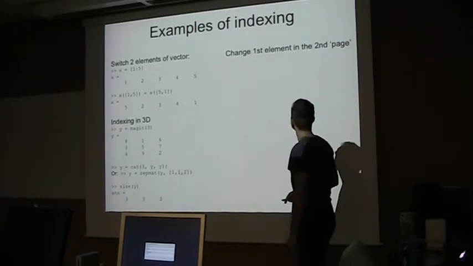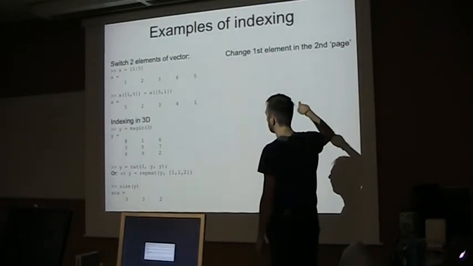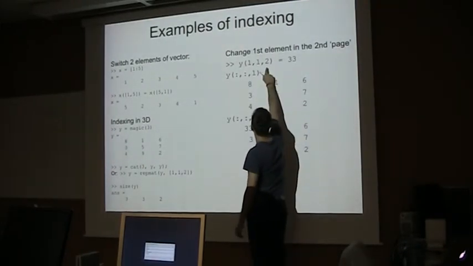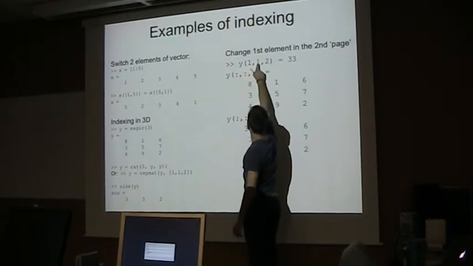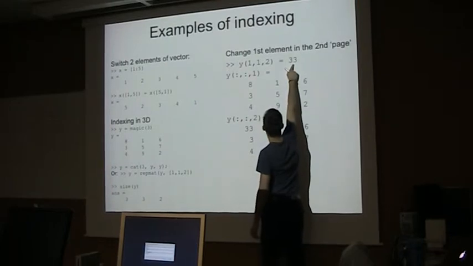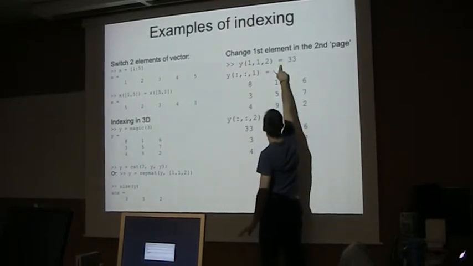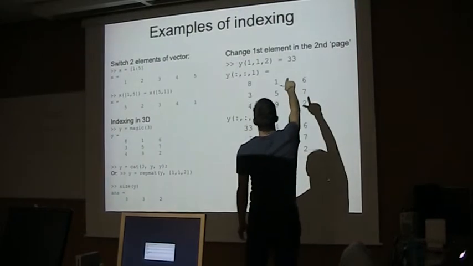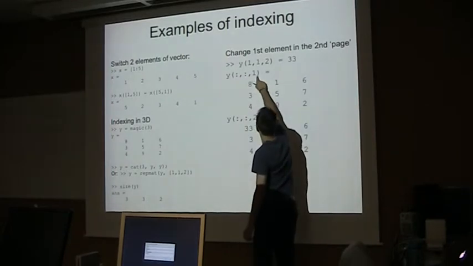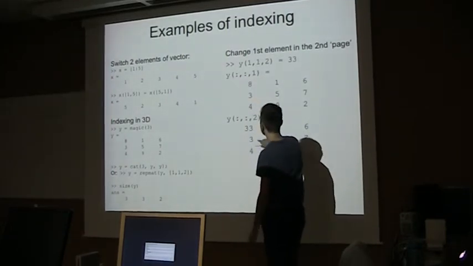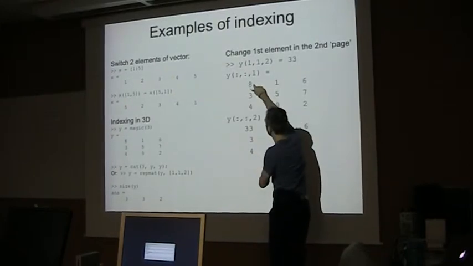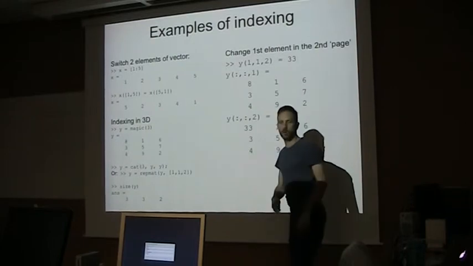And if I want to change the first element in the second page, I can do it like that. First I indicate the first row, first column, second page, and then I assign something to it. Assign 33. So now I'm looking at the first page, and now I'm looking at the second page, and indeed there's 33 in it. Before they were the same, there was 8 here and 8 here, and now I've changed it to 33.